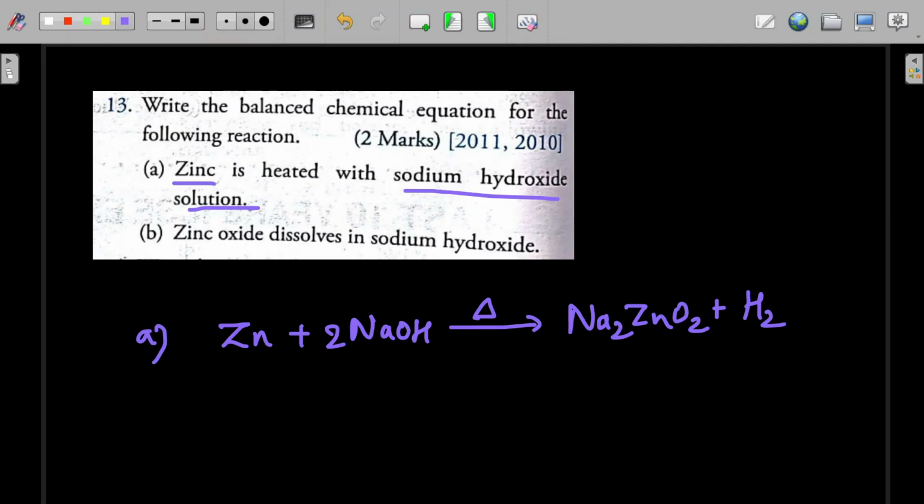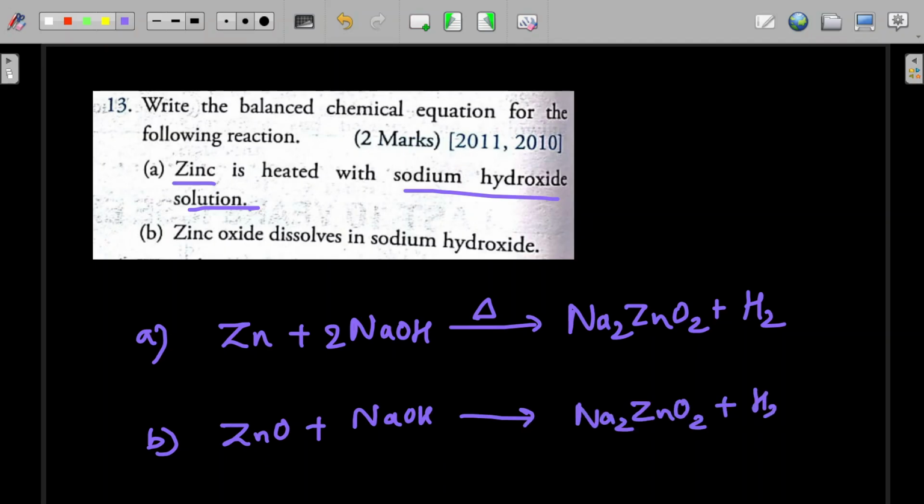Second one, zinc oxide. So this time it is zinc oxide plus NaOH. So you will get sodium zincate only plus water because of the amphoteric nature of zinc oxide. Okay, so this is how you have to see. Always when they give you a question directly, don't assume in your mind this is what I am going to write. You have to analyze what is given. That will reduce a lot of mistakes that you usually make.